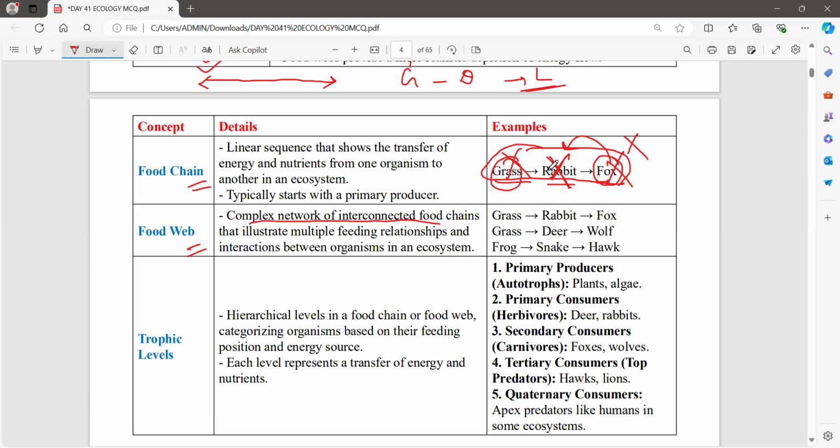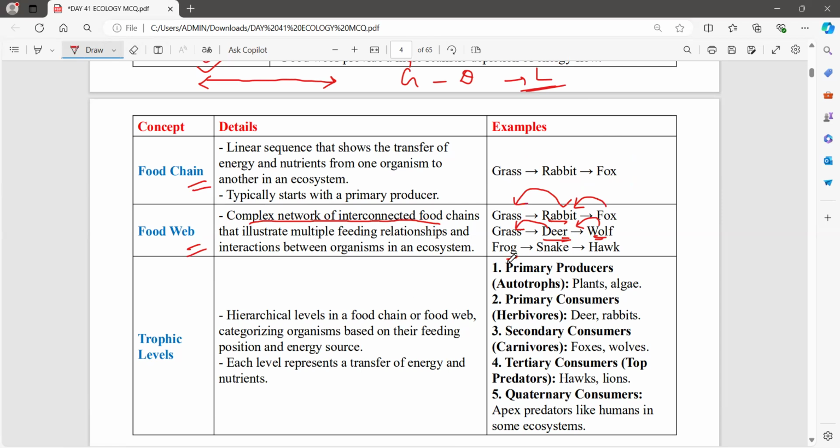So, rabbit is not the only organism which depends on the grass, it is also a deer. Rabbit depends on the grass, deer is also dependent on the grass, the fox is dependent on the rabbit, and wolf is dependent on the deer. So wolf is not the only organism dependent on the deer, so it will be an interconnected food chain that will be considered as a food web.